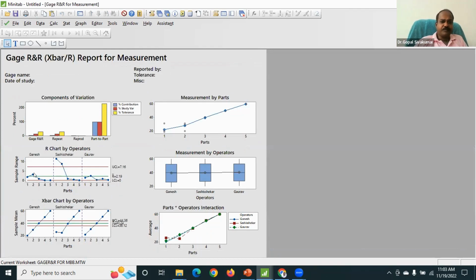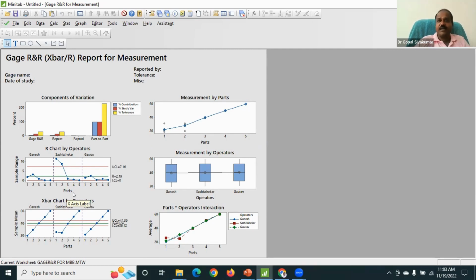Now look here. There is an R chart. Can all of you see the R chart? Okay, sir. Now, the R chart by operator: first operator Ganesh, second operator Sashi, third operator Gaurav. Alright. Now who is problematic? Sashi. Now Sashi is struggling to measure the parts consistently.